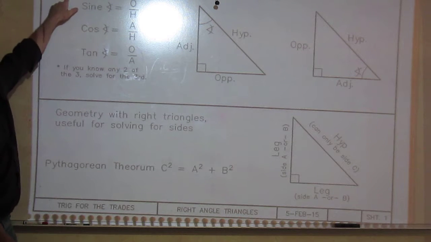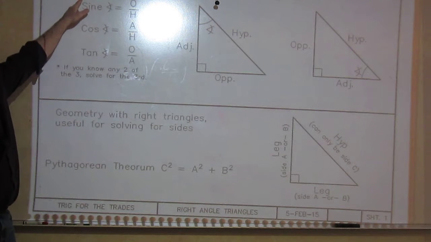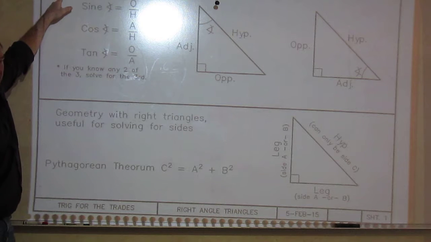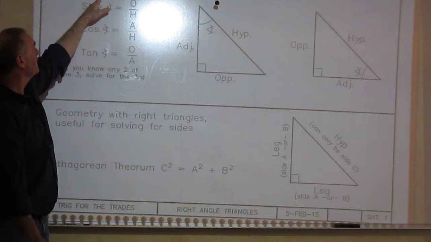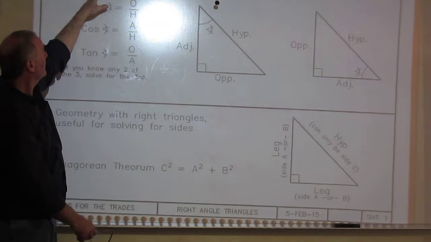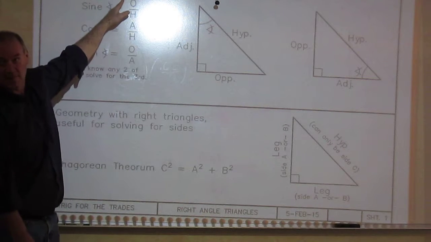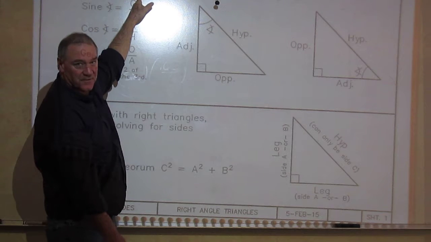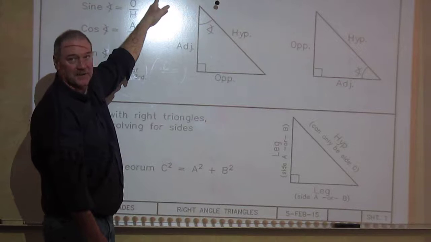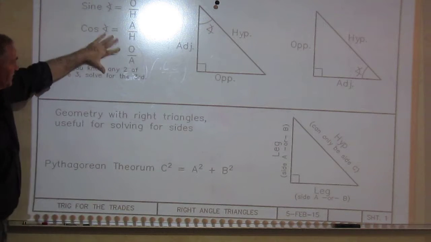So what you've got is three components. Sine is equal to opposite over hypotenuse. SOHCAHTOA kind of sounds like an Indian word. Cosine is equal to adjacent divided by hypotenuse. TOA, tangent, is equal to opposite divided by adjacent. Here's that relationship right here.